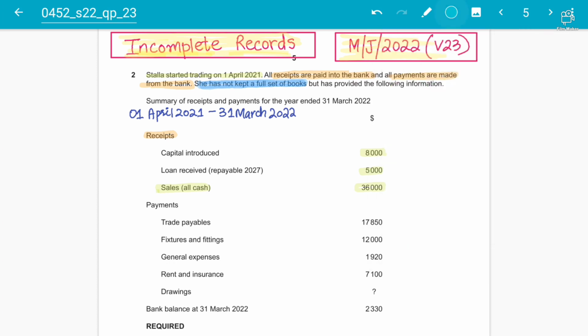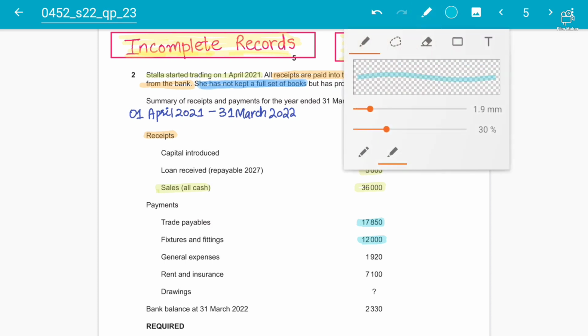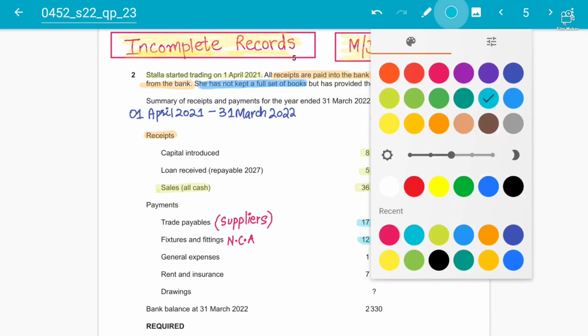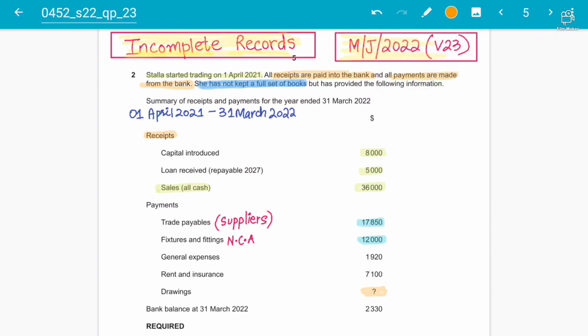Next we have all the payments that you have made. So you have made your payments to your suppliers, you have paid for the fixtures and fittings, that is basically a non-current asset. Let me write it down, that you have paid for your non-current assets as well. You have paid to your suppliers, okay? Then you have done some normal expenses, rent and insurance, general expenses. And here we go, the first missing item, that you have to find out how much drawings you made.